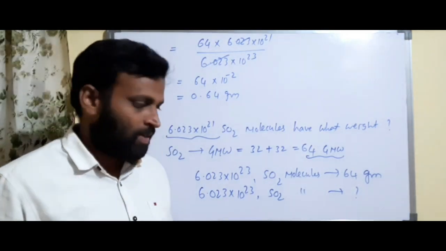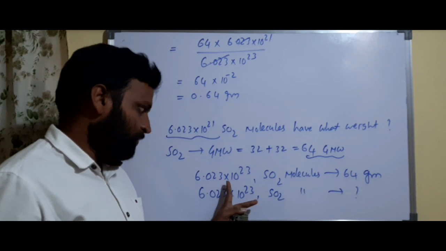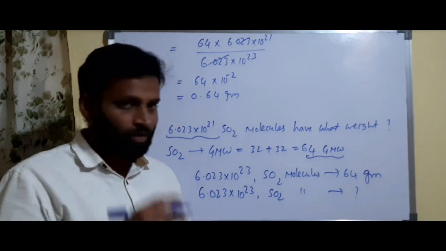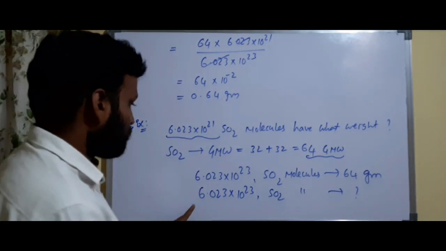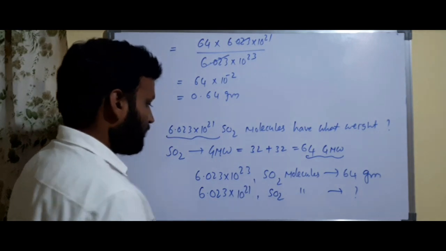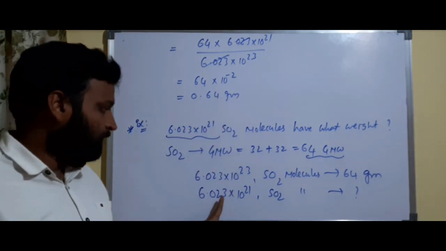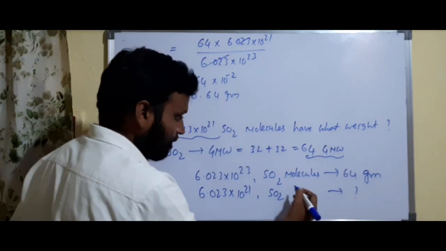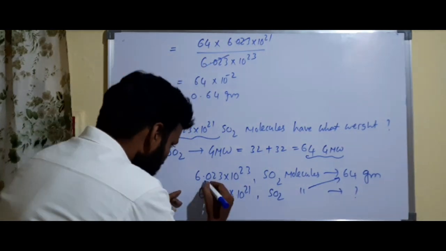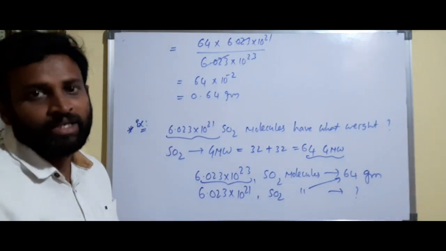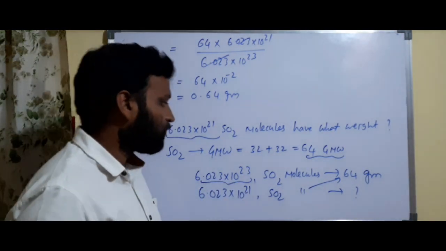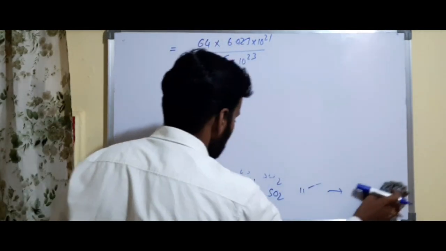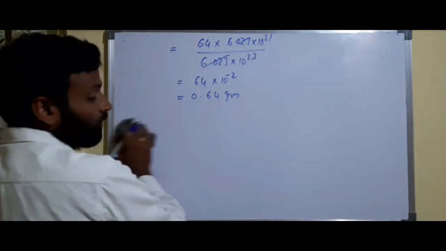Have you understood how I came to this? The Avogadro number is 6.023 into 10 power 23. 6.023 into 10 power 23 SO2 molecules has 64 grams weight. So 6.023 into 10 power 21 is asked. 6.023 into 10 power 21 has how much? So these two you cross multiply, and here the number you have, you have to divide: 6.023 into 10 power 23. So you will get the answer 0.64. You must write all these things.